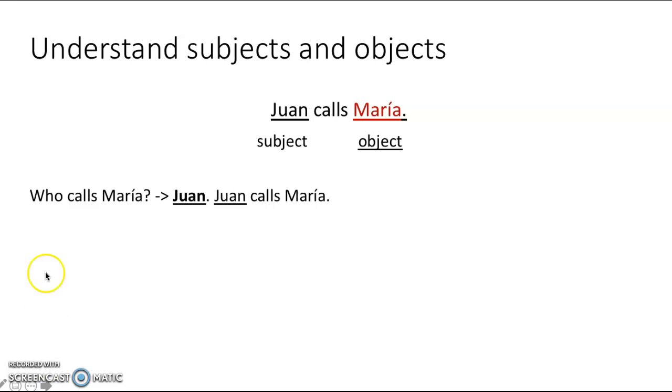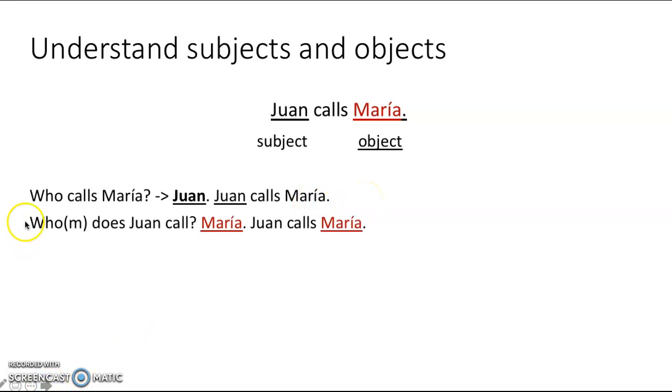Let's look at this question. Who calls Maria? Juan. Juan calls Maria. So the answer in short is Juan. Ojo, that's the subject of the question, of the sentence. So this is what we call a subject question.